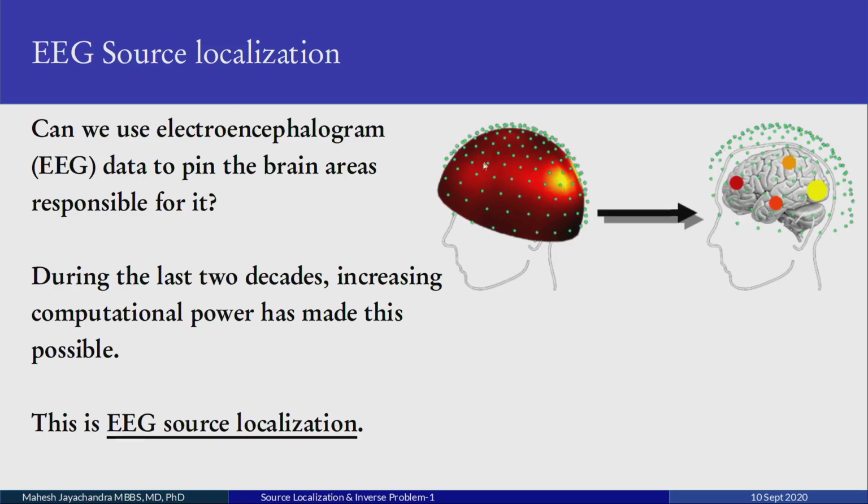Okay, all these green dots are electrode positions, and using these, can we work backward and see which brain areas contribute to or cause this electrical activity in the brain? So this is EEG source localization. Okay.